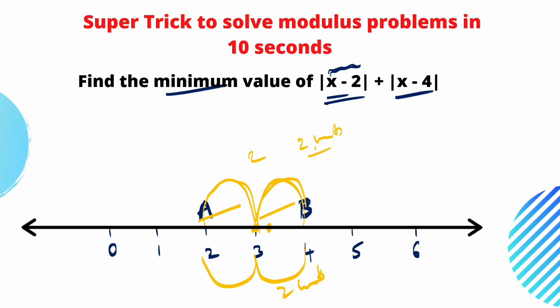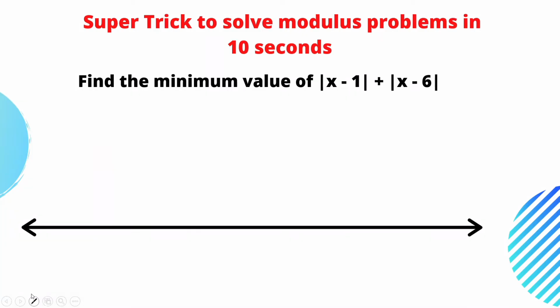Hence, what is the minimum value that this equation can take? 2. This is our answer. You will be much more clear when we solve more problems. Let us take this equation. Find the minimum value of modulus of x minus 1 plus modulus of x minus 6.